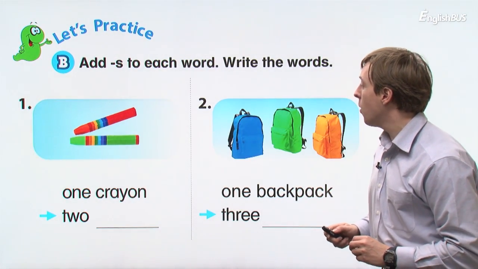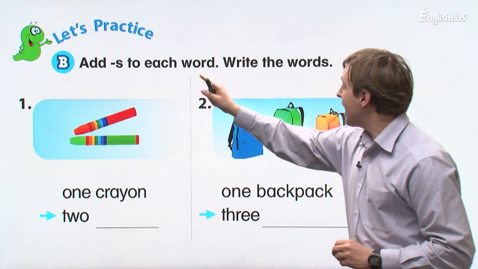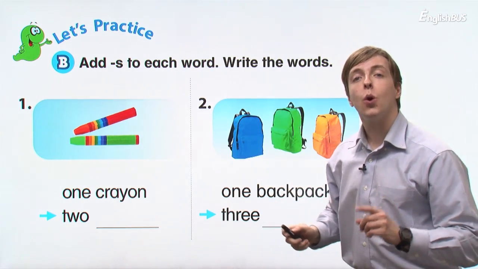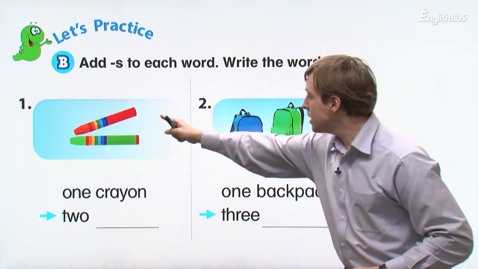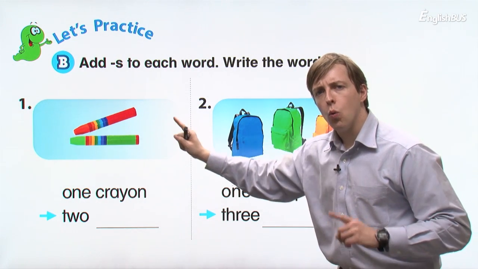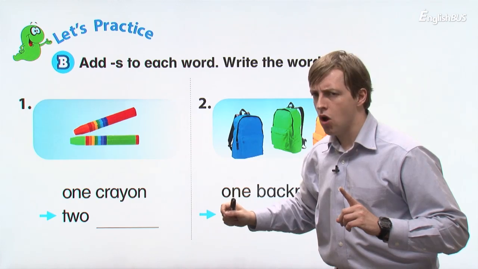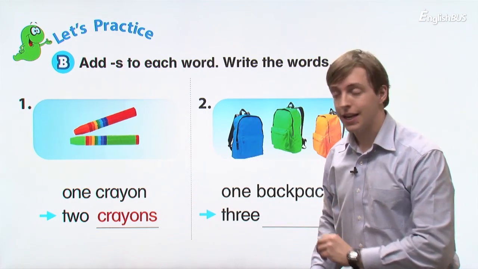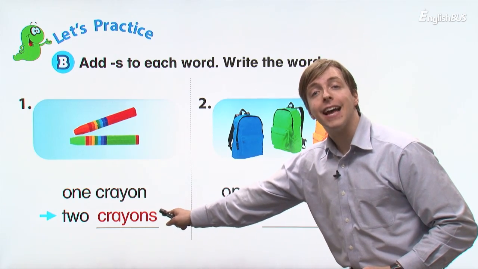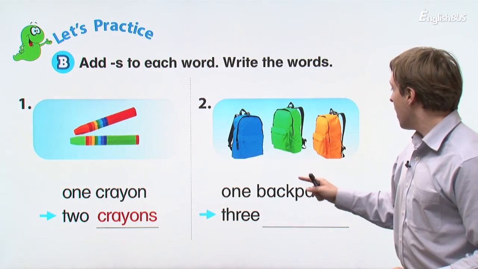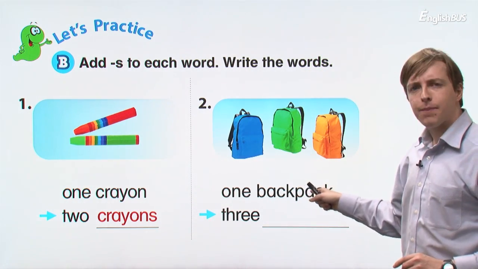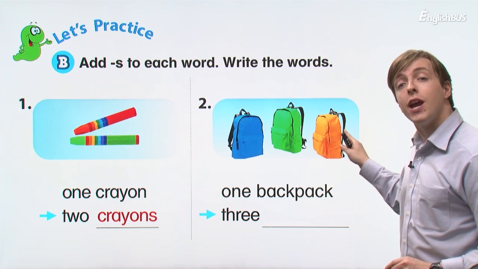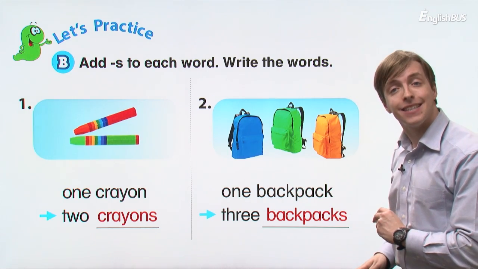Let's practice some more. Add S to each word. Write down the words in your book. So in this picture, is that 1 crayon? No, it is 2 crayons. Make sure to add the S to the end. Here, is this 1 backpack? No, 1, 2, 3 backpacks.